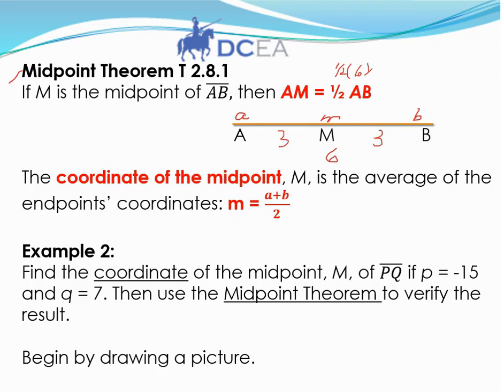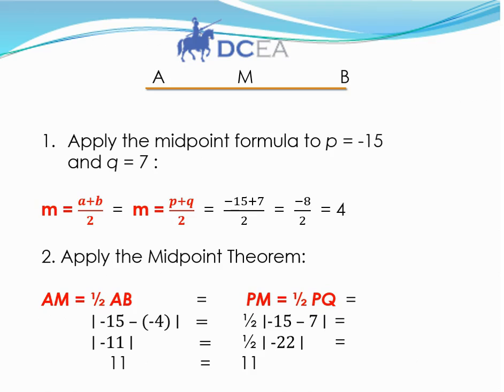So example 2, let's find the coordinate of the midpoint M of segment PQ. P will equal -15 and Q will equal 7. Then it asks you to use the midpoint theorem to verify the result. In your homework problems, they usually only want you to do the first part of what we show in this example. So you begin by drawing a picture. So here's our picture of our original formula, and we're going to apply that midpoint formula to what we were asked to do.